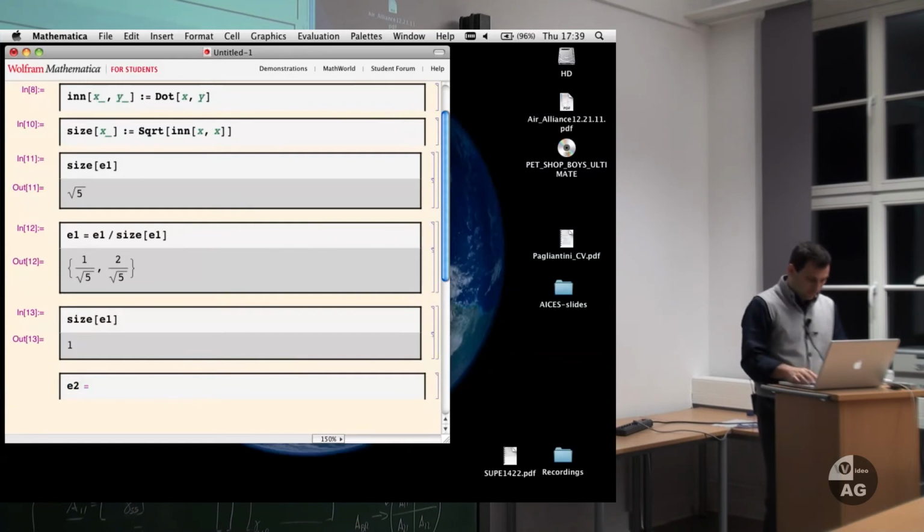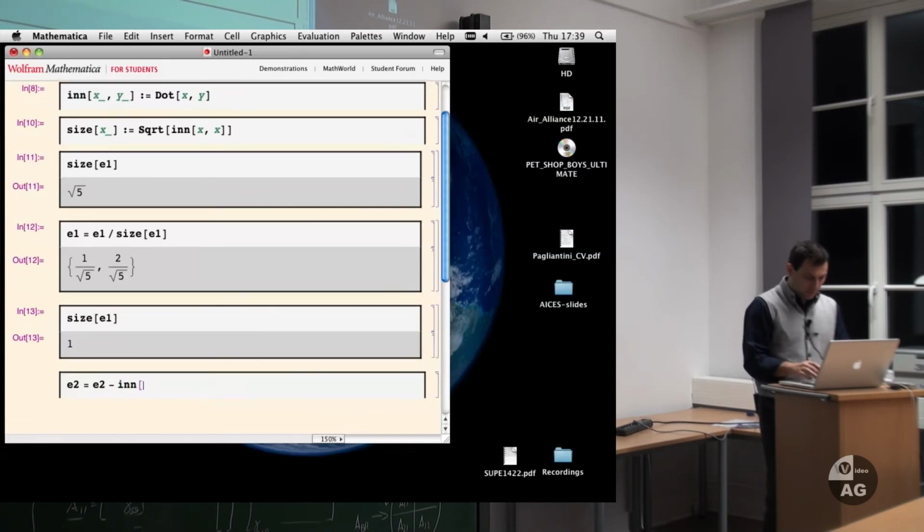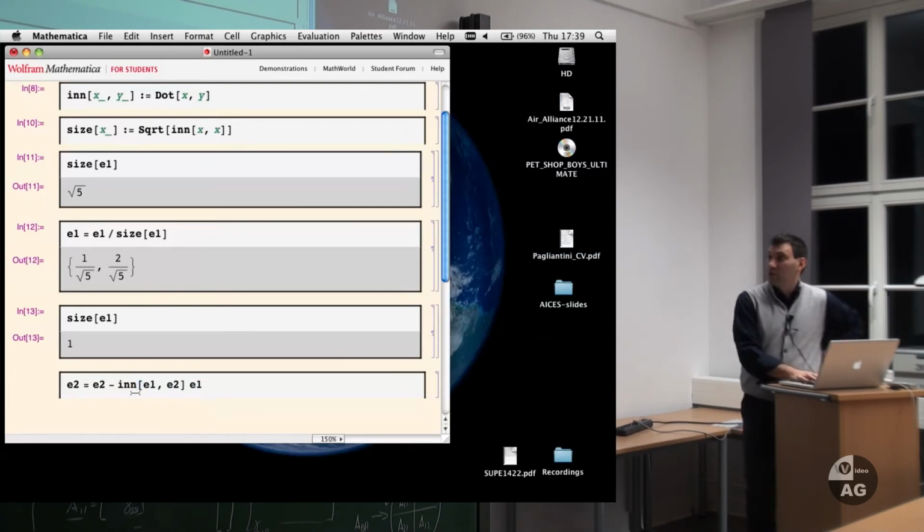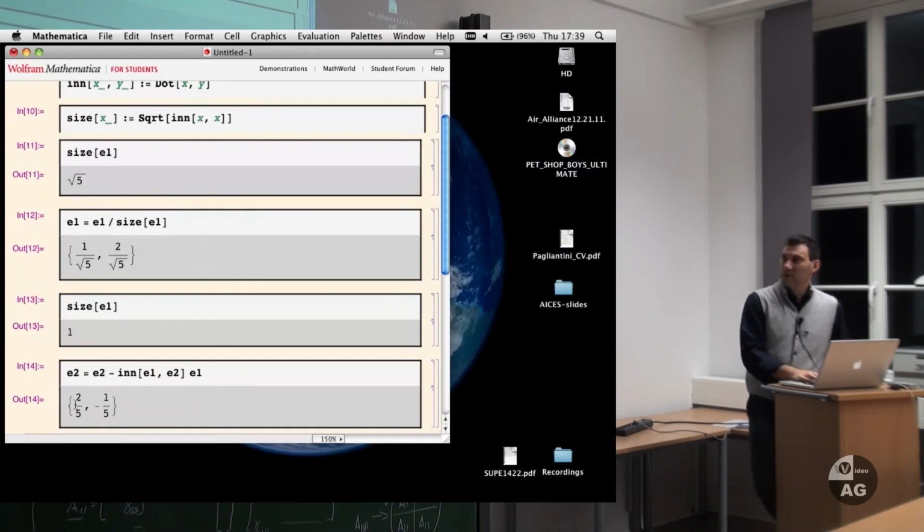We take E2 and we remove some components, some quantity from it. What is the quantity that we remove? Is the inner product between E2 and E1 times E1. So I am computing this mix factor. I'm basically seeing how E1 and E2 interact with one another. This is the meaning of in. Then I say, okay, this is the amount of E1 that I want to take away from E2. Here you go. I have done that.